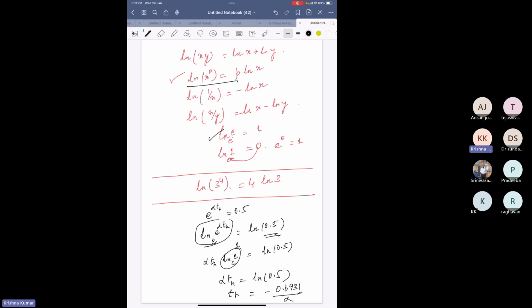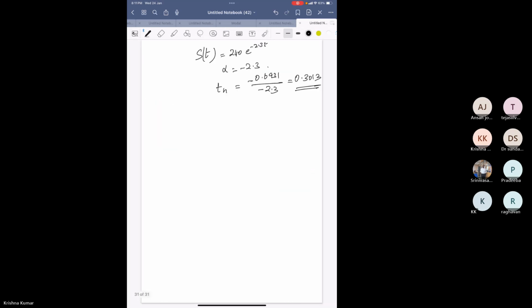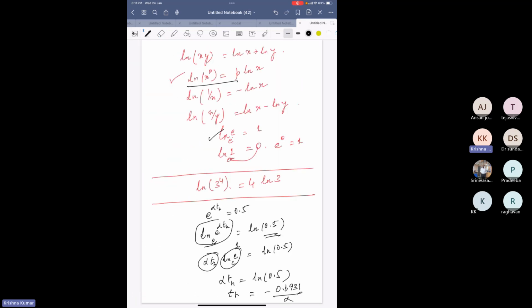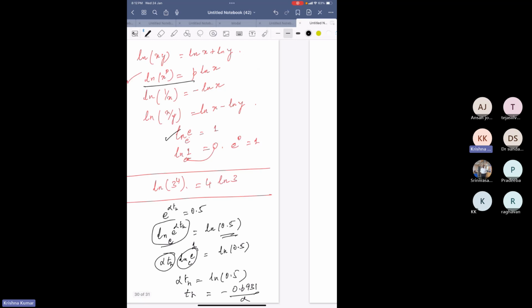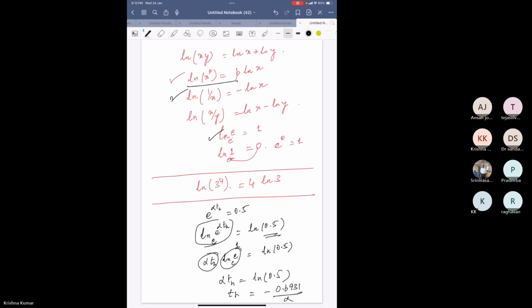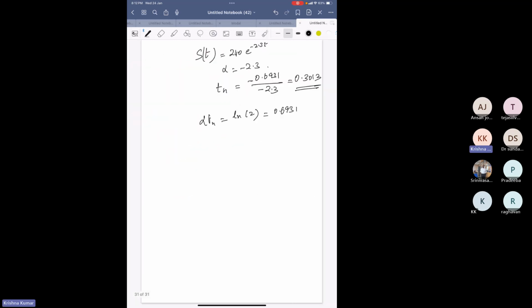Instead of 0.5, I have to use 2. So which means that e power... I'll not write down all the steps, they are here. So I'm going to write down this alone. So alpha t_h becomes ln of 2. Interestingly, ln of 2 is 0.6931. It has to be so because of that particular equation. So we have, let me call that as doubling time, T_D.